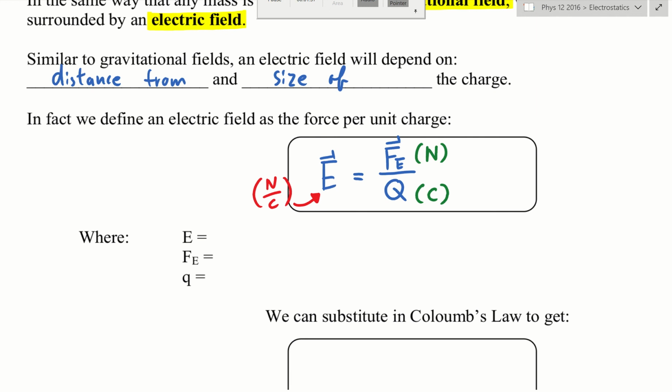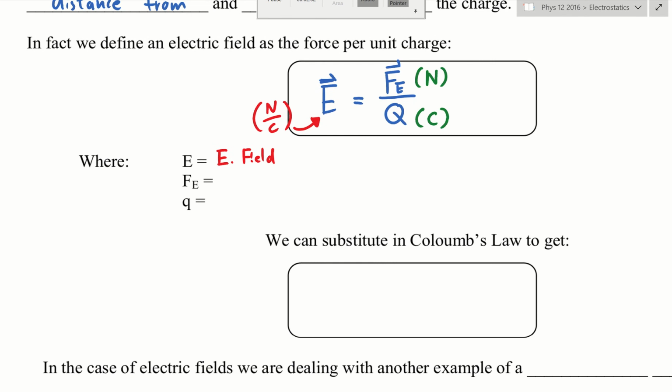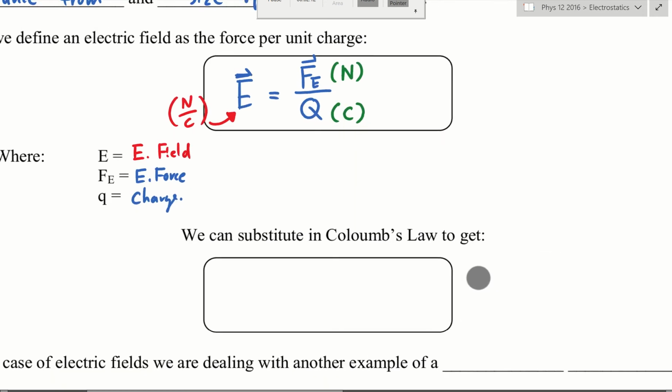Unfortunately, electric field uses the symbol E, which I know is very easily confused with energy, but this E is a vector. It does have a direction, whereas energy doesn't have direction. That's the only difference I can tell. So E stands for electric field, the E field. Force is the electric force, Fe, and Q is the charge.